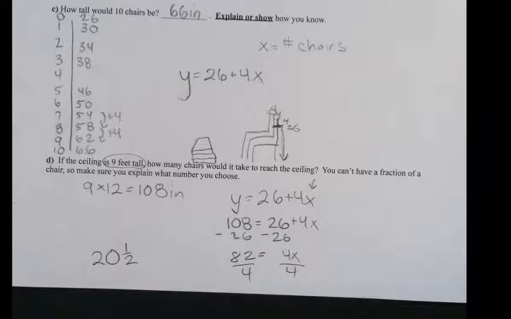So in your explanation, you need to say you can stack 20 chairs and you can't fit another one, or you could say I could stack 21 chairs and it'll push up the ceiling tiles. However you want to explain the answer you choose. You could justify 20 or 21. You just can't say that it's 20 and a half chairs.